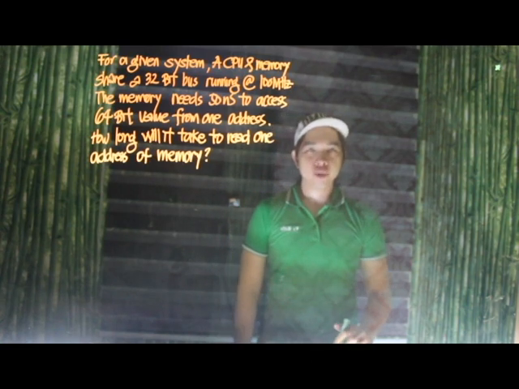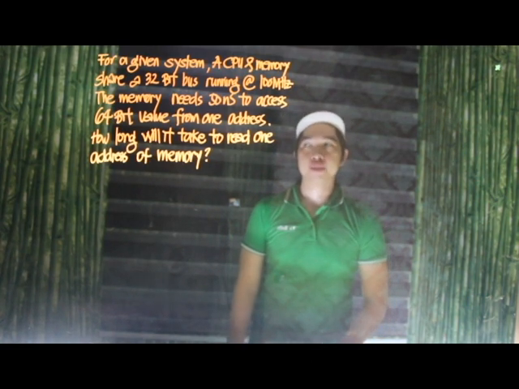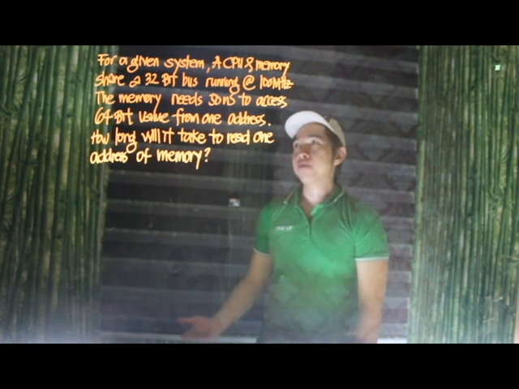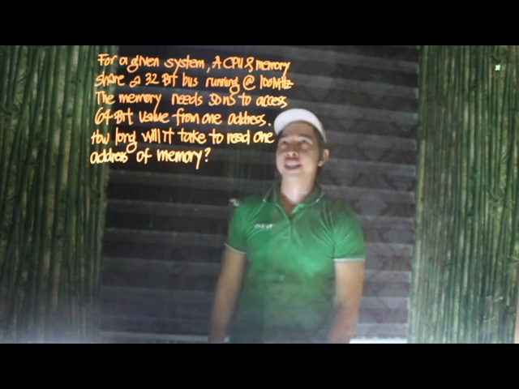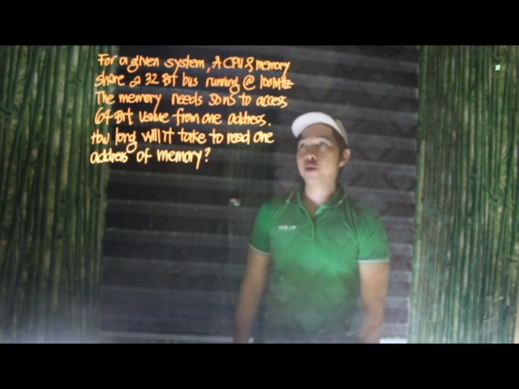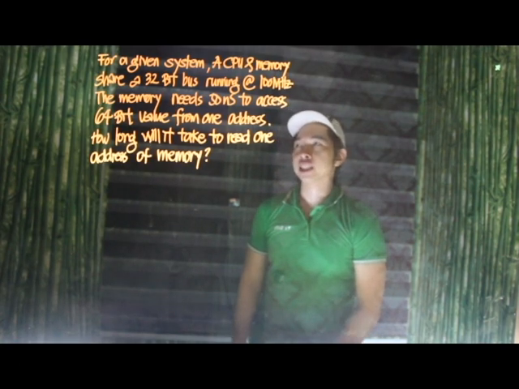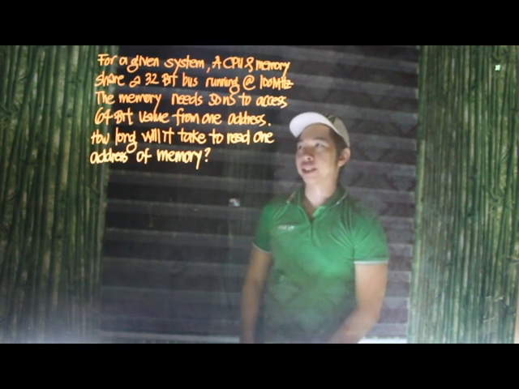Today we're going to have a tutorial about I/O bus for operating systems. We have our sample problem, the bus problem. For a given system, a CPU and memory share a 32-bit bus running at 100 MHz. The memory takes 50 nanoseconds to access a 64-bit value from one address. How long will it take to read one address of memory?